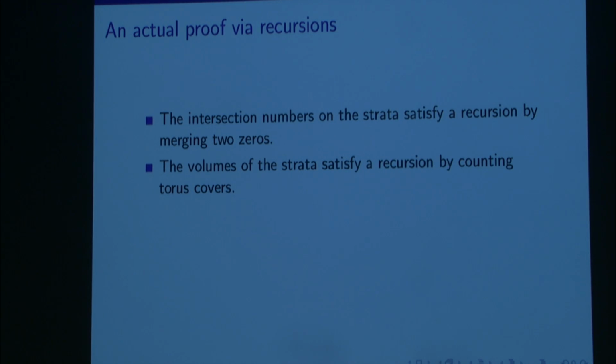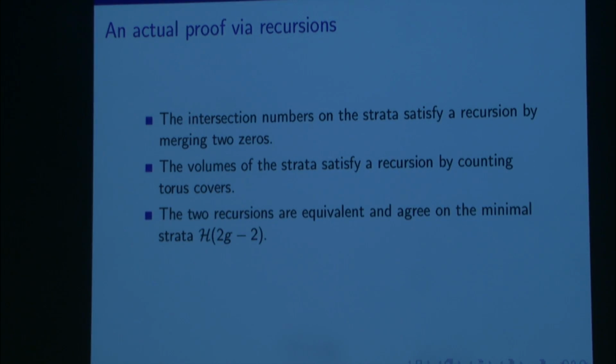Once you have these two strategies to come up with two recursions, you show that these two recursions are equivalent, so one determines the other. They also agree on the minimal stratum, the base case where you have a unique zero of total vanishing order 2g minus 2. That you have to do by hand, by an indirect argument. It's like an induction. You have two systems of recursions, two systems of numbers, you show that they determine each other, and they agree on the base case, so that they agree for every case. So that's it. Let me stop here.